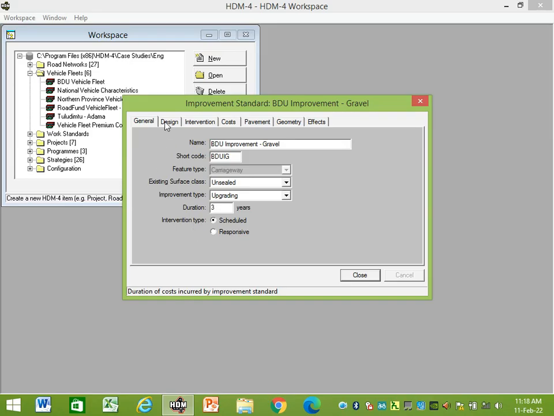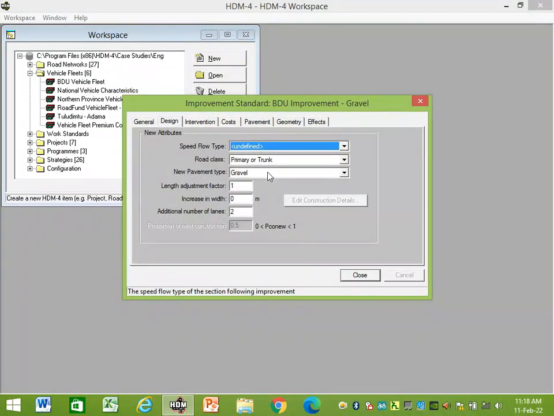Design, that's what it asks. The speed flow type, you can pick one. We say 2-lane standard, most of them. If you are constructing a four-lane highway, you can choose one. Intermediate, it says. So there are so many choices here. In our case, let's take 2-lane standard.